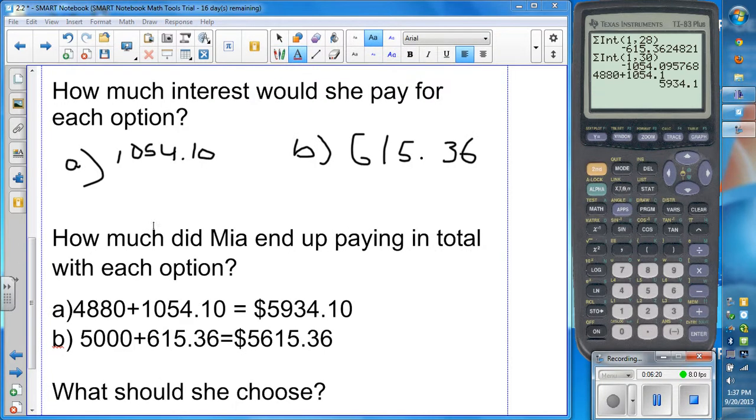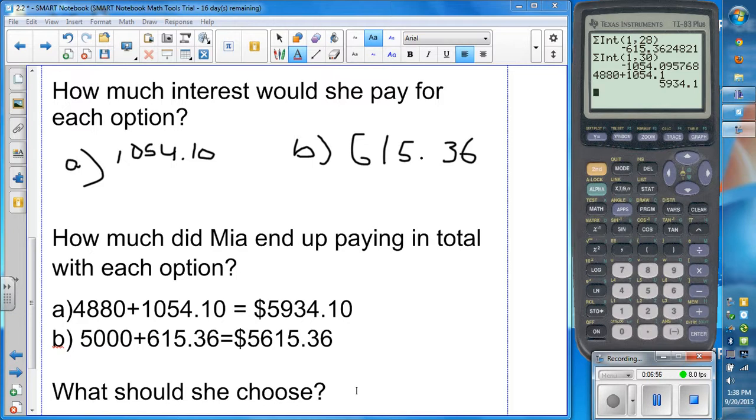The next part of the question asks, how much did Mia end up paying in total with each option? Well, there we simply add the amount that we borrowed plus the interest to get our total. So for option A, we borrowed $4,880 because remember we had that 2.4% discount. We add that to our interest that we calculated up here, and we get that for option A, it's $5,934.10. For option B, we didn't have the discount, so we actually ended up borrowing $5,000. We add our interest that we found from up here to it to get our total to be $5,615.36.